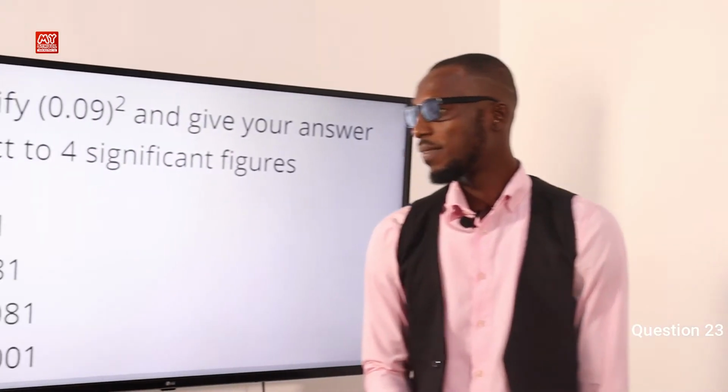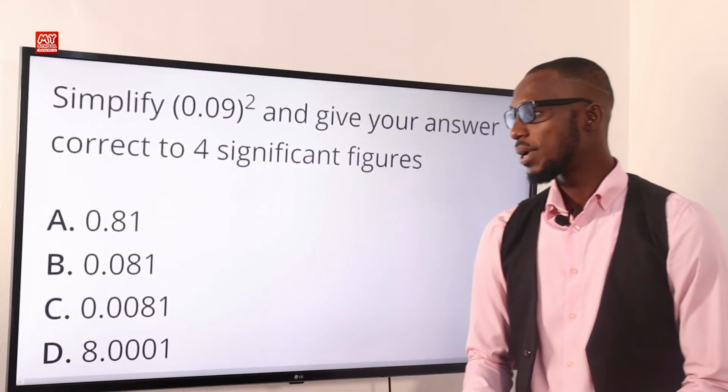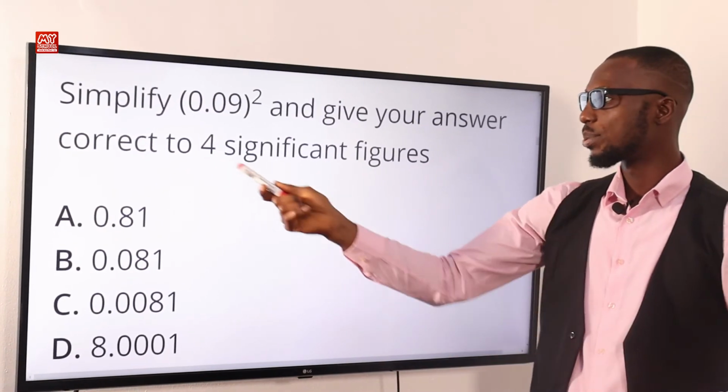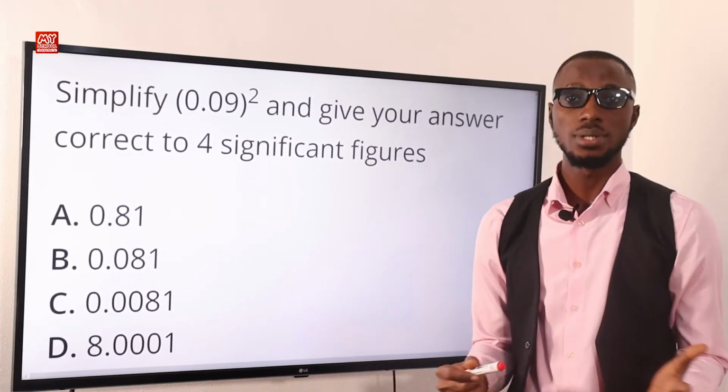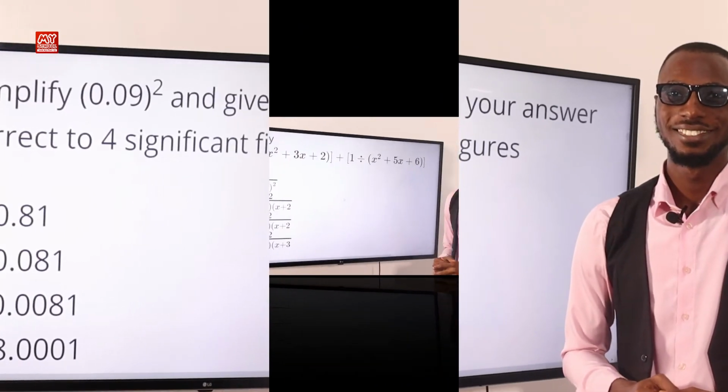So let's go back to the screen and select the correct option. So look through the options provided. You will find option C, 0.0081, as the correct option. Remember, 4 significant figures. Option C is very correct.